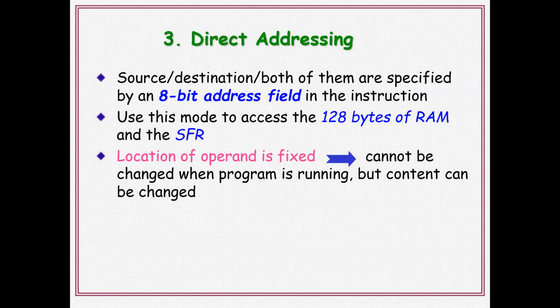Next here, the location of the operand is fixed and cannot be changed when the program is running, but the content can be changed. We know that memory locations are not changed, so the content of that location is changed. Possibility is there in that content changing.